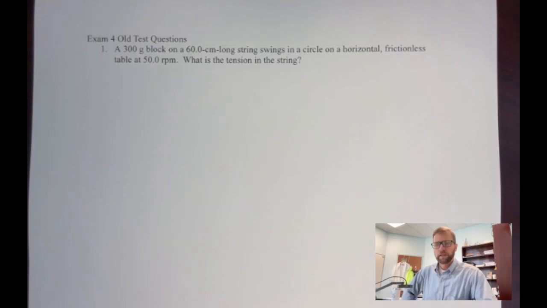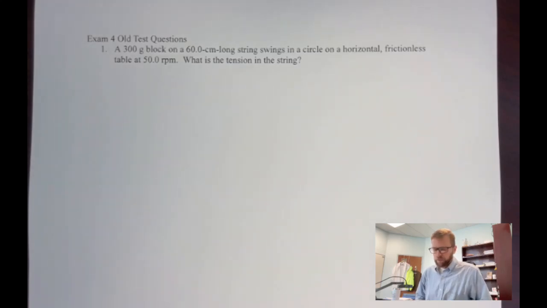We'll be looking at some old test questions for rotational motion, and we're going to work through these. If you haven't had a chance, go ahead and attempt these problems on your own before you watch the video.